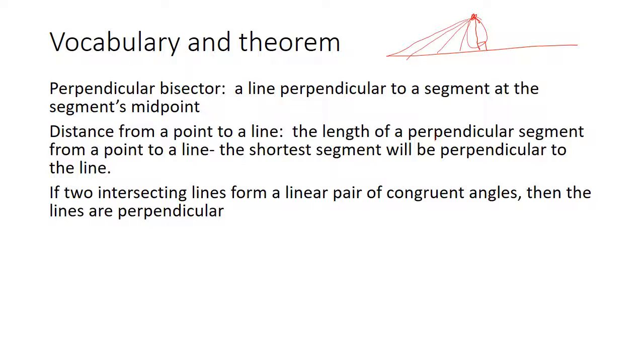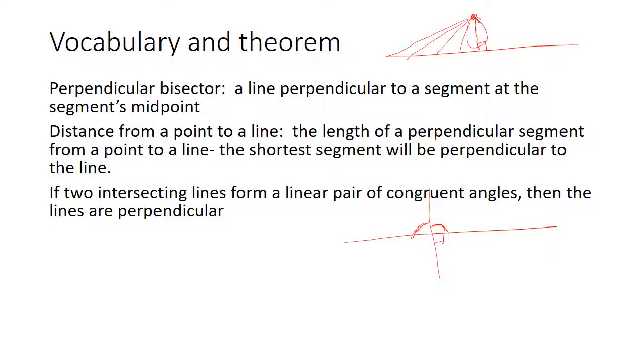Now here's your theorem. If you have two intersecting lines and they form a linear pair with congruent angles. So let's say you have two lines and they intersect. This linear pair that's right here and right here, if those angles are congruent, if this angle is congruent to that one, then the lines are perpendicular.